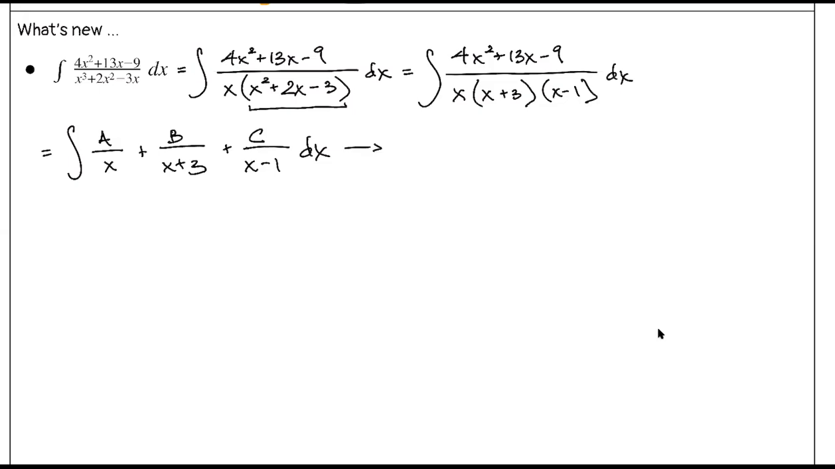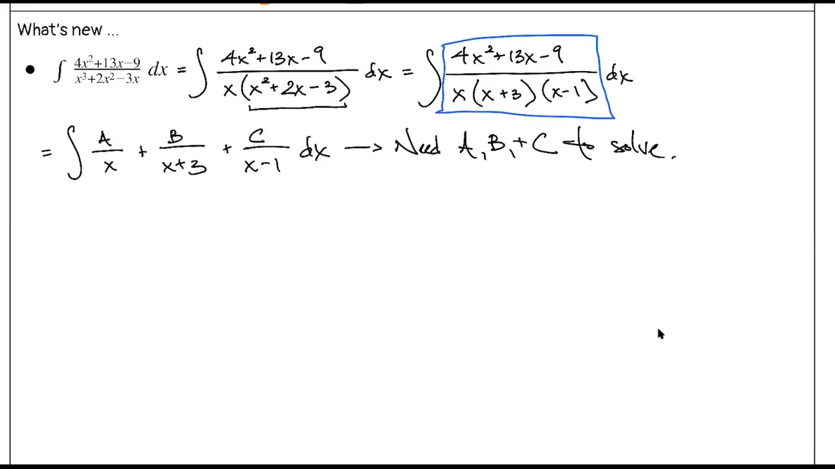All right, so we need a and b and c to solve. And so what we're going to do is we're going to take our factored form right here, okay? And we're going to rewrite this. So 4x squared plus 13x minus 9 over x times x plus 3 times x minus 1.